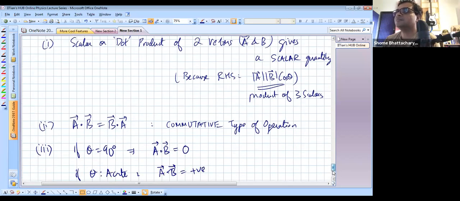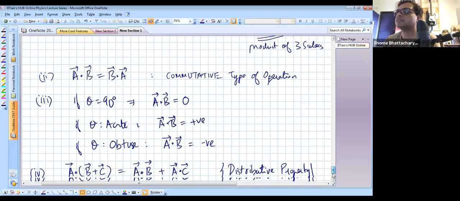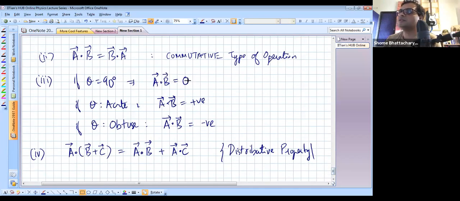And the third thing is based on the value of cos theta, which we discussed earlier also. Cos 90 is 0. So whenever we have perpendicular vectors, their dot product becomes 0. Acute angle gives you cos of a positive quantity, first quadrant. So that is why if the angle is acute, the scalar product results in a positive quantity. Obtuse angle, second quadrant, cos is negative, as you know. So that is why A dot B becomes negative.